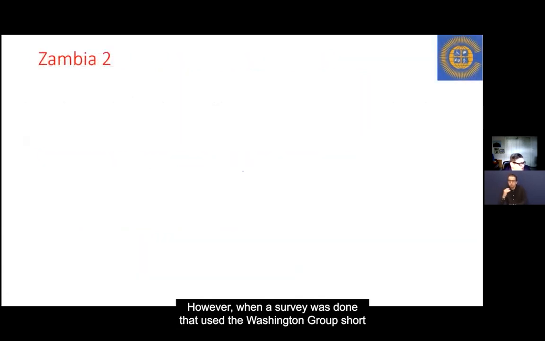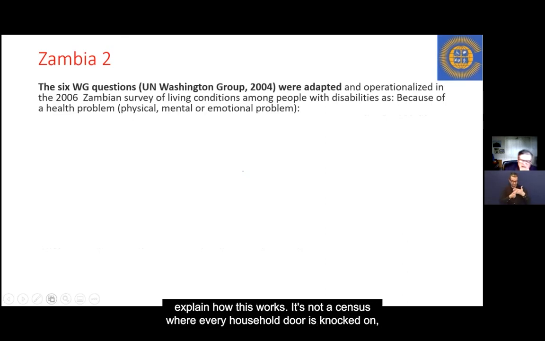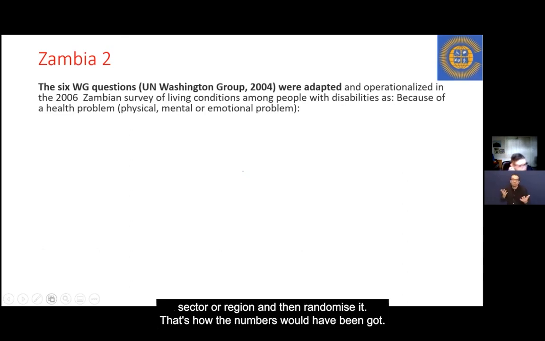However, when a survey was done that used the Washington Group short questions in 2006 on a household survey, this is of living conditions, and let me explain how this works. It is not a census where every household door is knocked on. It is a statistical sample, usually randomized. So you put all the names of households, maybe on the electoral register, into a computer, and you pick out a random number of them. Or you can stratify it so that you want 50 or 100 in each sector, each region, and then randomize it. And that's how the numbers would have been got.